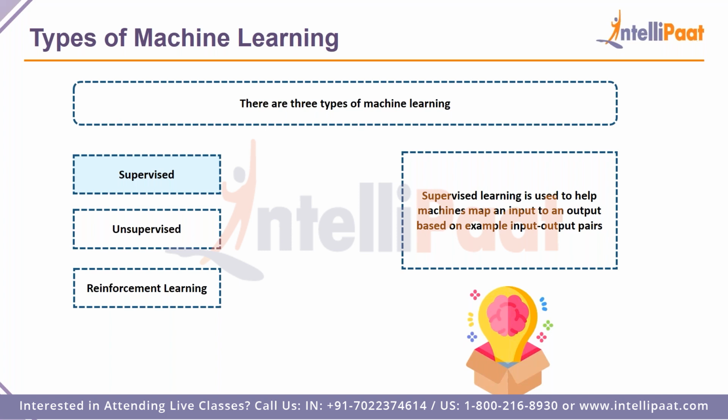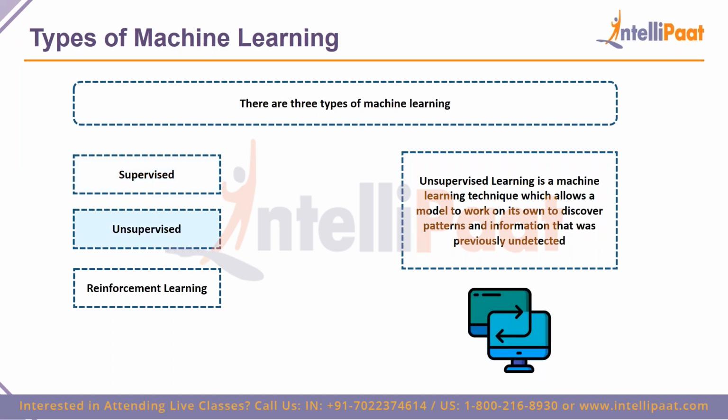After this, we have unsupervised learning, and unsupervised learning is quite easy to understand as well. Unsupervised learning is a machine learning technique which allows a model to work on its own to discover patterns and information that were previously undetected.